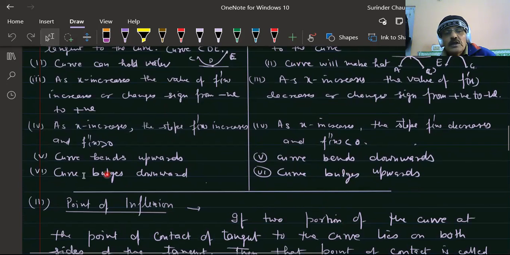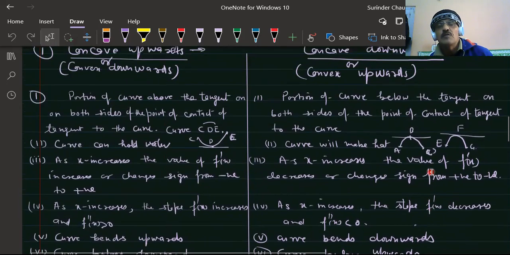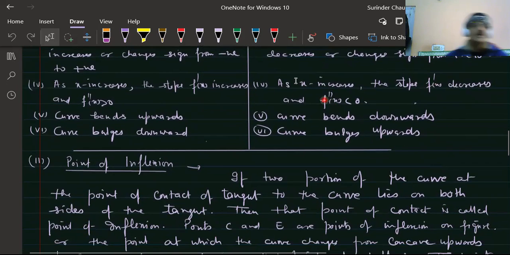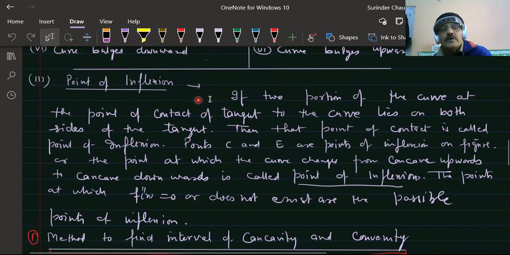In this case, the curve bends upwards. In this case, the curve forms a hat, and the curve bends downward. When the curve bends downwards, it is concave downwards; when it bends upwards, it is concave upwards. This is the distinction between concave upwards and concave downwards, or convex downwards. This is convex upwards.